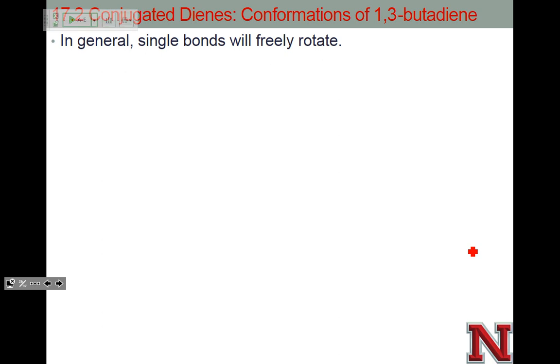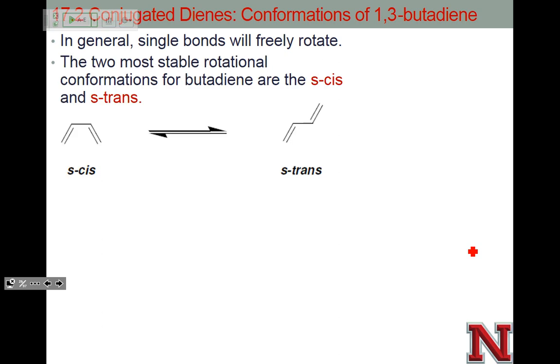In general, our single bonds between our pi bonds can freely rotate, so we still see this. Now the barrier of rotation is a little bit higher, because when you rotate, you lose conjugation, but we can still have rotation, especially at room temperature. If we were to cool this down, we'd see less rotation at lower temperatures, but at normal room temperature and a little bit higher, we see free rotation.